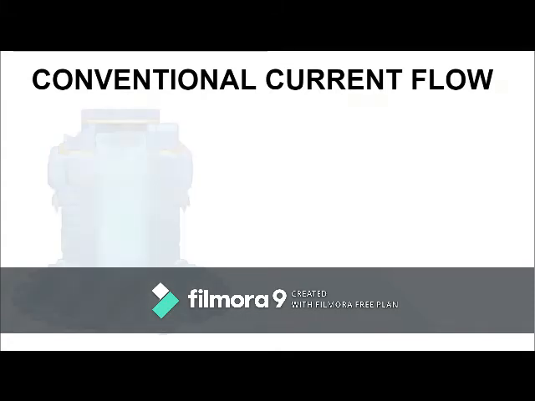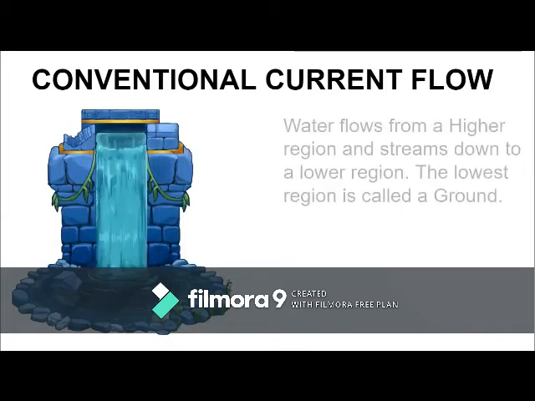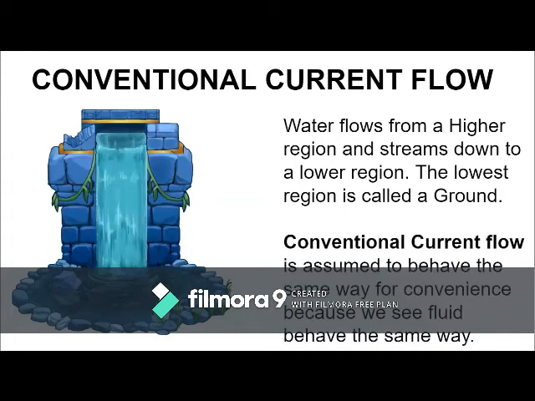Imagine water flowing from the top going to the ground. The water flows from a higher region and streams down to a lower region. The lowest region is usually called the ground. Conventional current flow is assumed to behave the same way for convenience, because we see fluid behave the same way. So it's quite natural. That's why it's called conventional, from the word convenient.